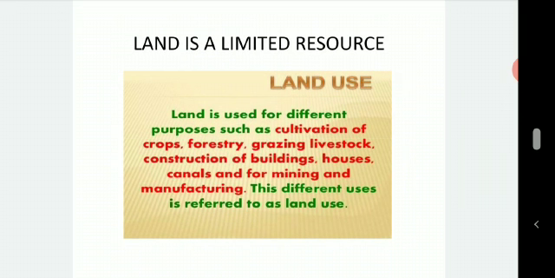Remember, land is a limited resource. It's not just needed for growing crops, but also for building houses, industries, public spaces, schools, hospitals, etc. It is highly difficult to increase the land area under cultivation. So, I have mentioned here a few different uses of land, and I have also told you that it is highly difficult to increase the land area under cultivation.